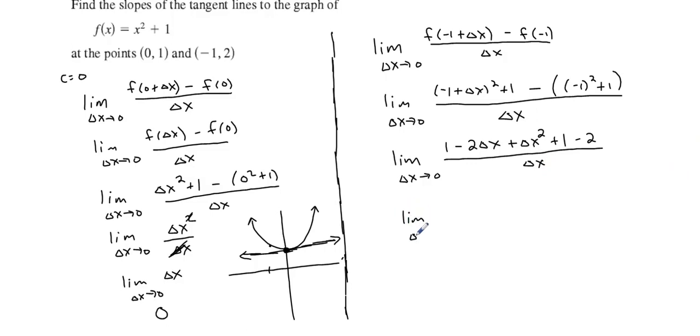Limit. Combine like terms in the numerator. What do we got? 1 plus 1 minus 2. Well, they add to 0. And then every term in the numerator now has a delta x, which should happen if you do this correctly. All right, what would that be? Delta x squared minus 2 delta x all over delta x.